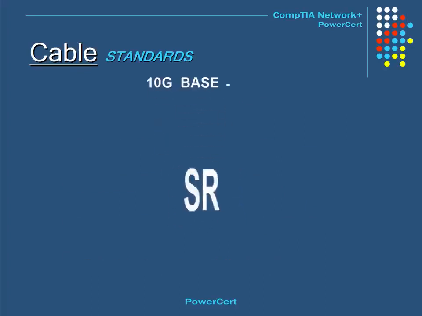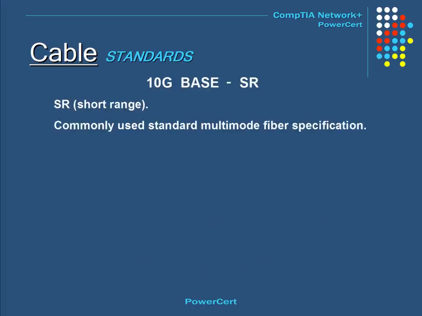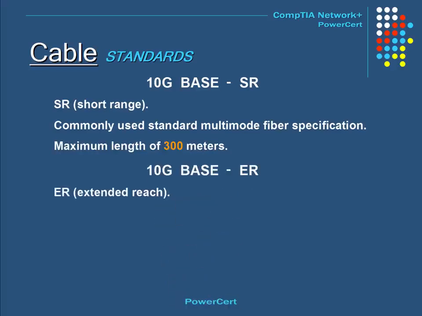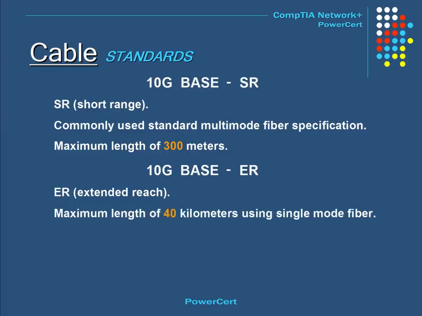Next is 10G-base-SR, where the SR stands for short range. This is a commonly used multi-mode fiber optic specification and has a maximum length of 300 meters. 10G-base-ER, or extended reach, has a longer range of 40 kilometers using single-mode fiber optics.